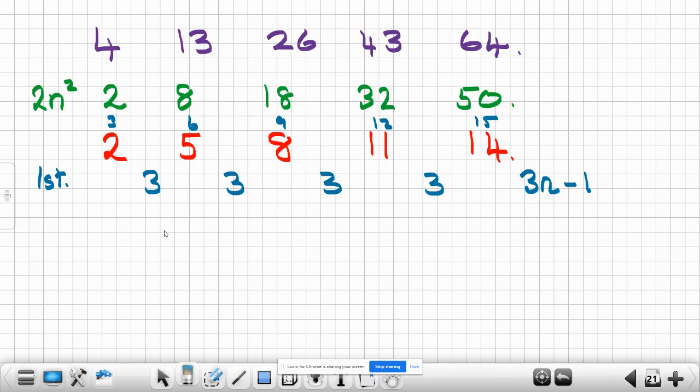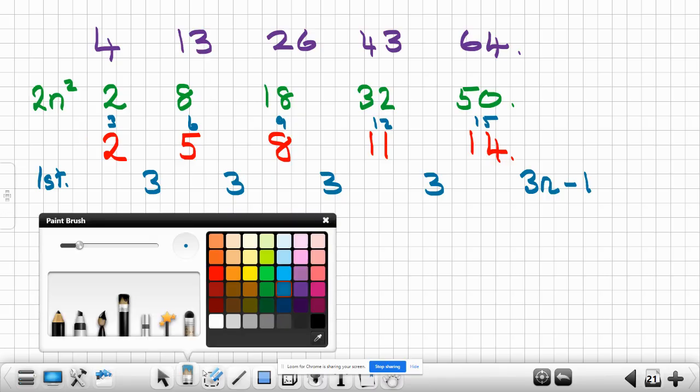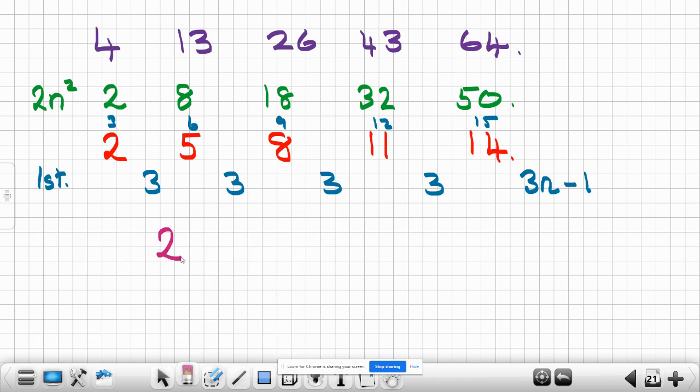Good. So what we end up with is, and I'm going to go to a different colour again, it's 2n squared, and then it's got 3n minus 1 added to it. So that is our quadratic. That is the nth term for this sequence. And again, we can check it out. So let's do that. Let's look for the 5th term. That's the 1, 2, 3, 4, 5th term. So we're going to say n equals 5.